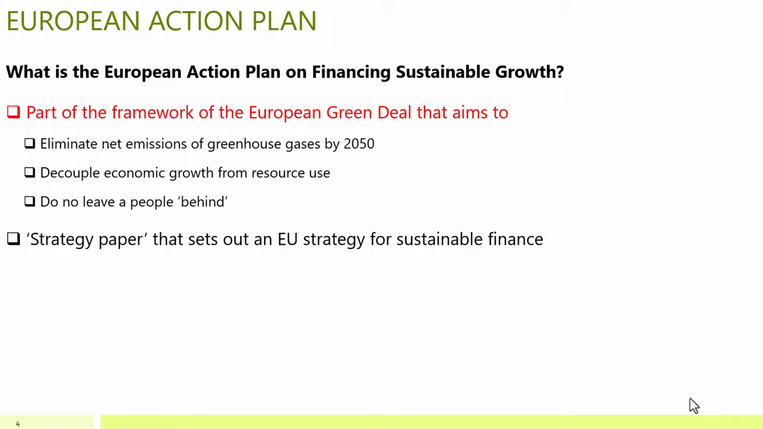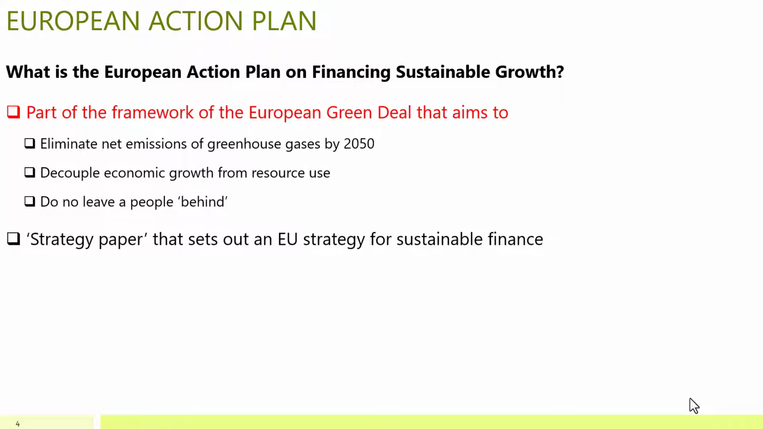So what is the European Action Plan on financing sustainable growth? Well, it's part of the framework of what is called the European Green Deal. The European Green Deal is a concept or framework that wants to eliminate all net emissions of greenhouse gases by 2050. The second important aim is it wants to decouple economic growth from resource usage. And then the last point here is that nobody should be left behind, meaning that it should be fair, that no group of a society should benefit more than another one.